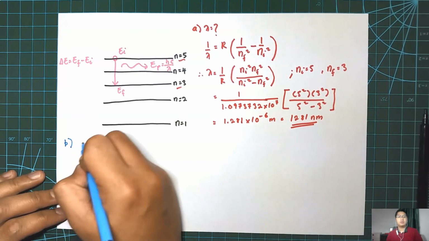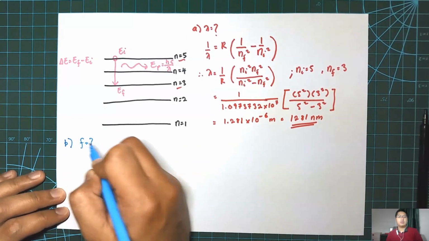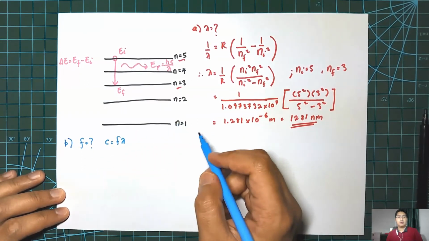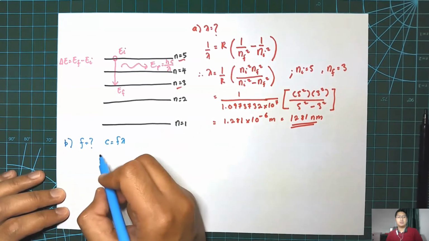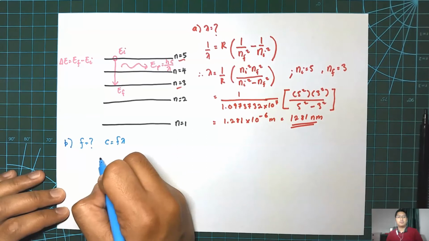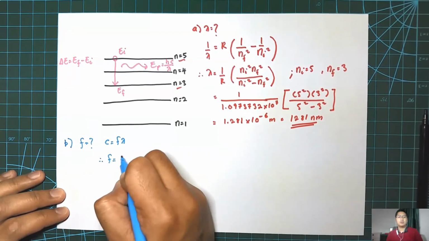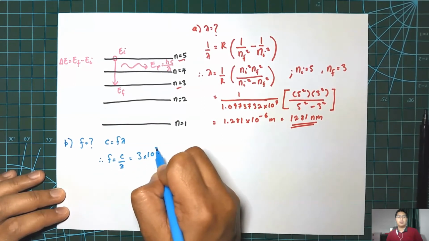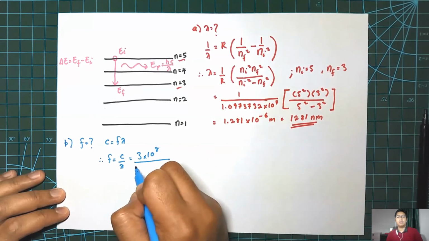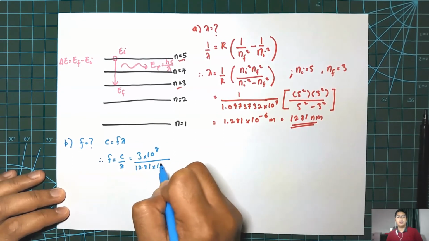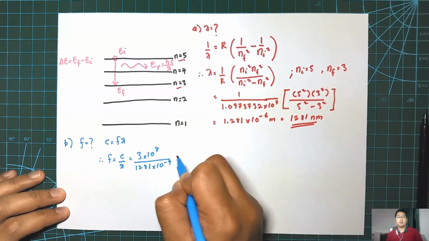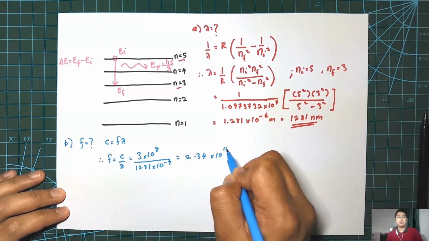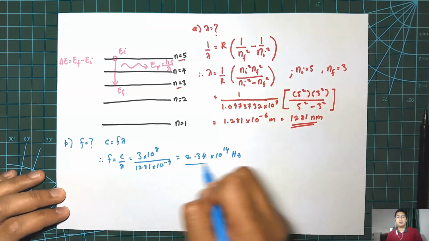Question B, you need to calculate the frequency of the photon. For the frequency of the emitted photon, you can use the general equation c equals f lambda, so frequency equals c over lambda. c is the speed of light, 3 times 10 to the power of 8, and the wavelength is the value that we have calculated before. So the value for frequency is 2.34 times 10 to the power of 14 Hz.